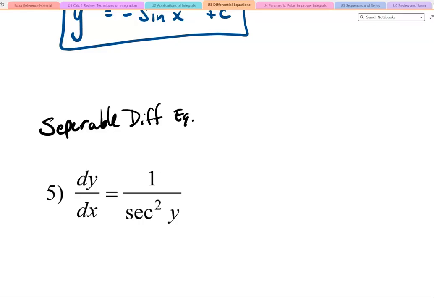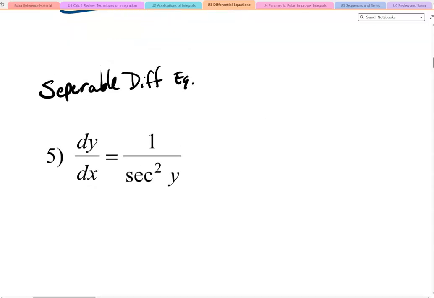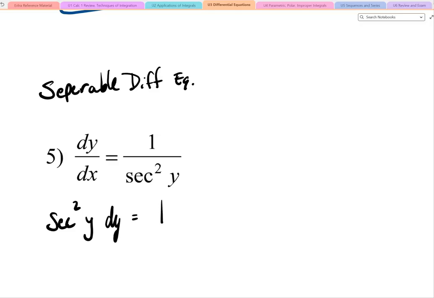So with separable differential equations, that's where we usually grouped all of our y components on one side of the equation and any of our x components on the other, x components and constants for that matter. So if we multiply both sides by secant squared of y and both sides by dx, the differential of x, then we now have secant squared y dy is equal to 1 dx.